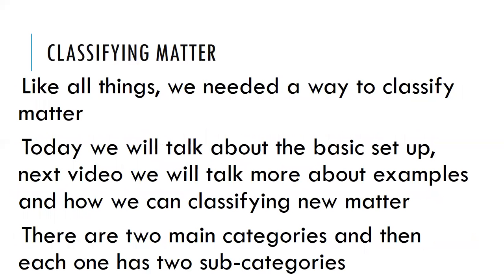Like all things, we need a way to classify matter. It's very similar to if you think back to our biology unit when we had to classify different types of organisms. This is similar, but instead of classifying organisms, we're going to classify matter. Today we're talking about the basic setup. In the next couple videos, we're going to get more into specifics, more into examples, and by the end, you should be able to take an unknown, random thing and identify the matter. There are 2 main categories of matter, and each category has 2 subcategories. So let's get into it.